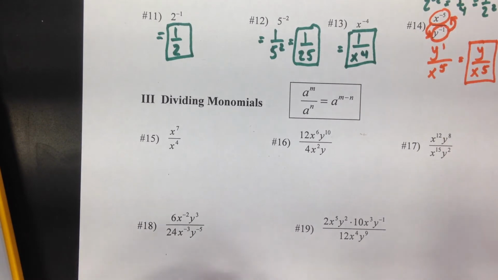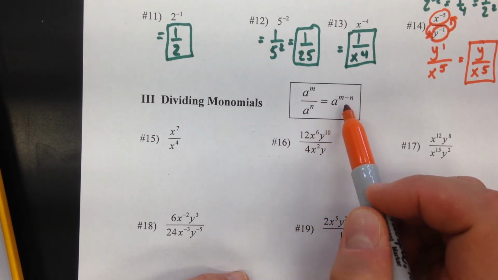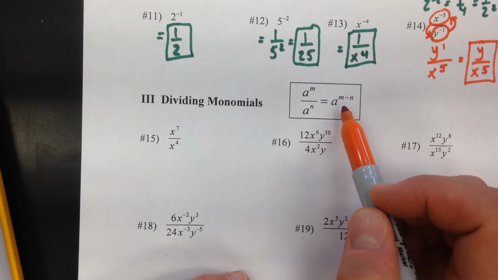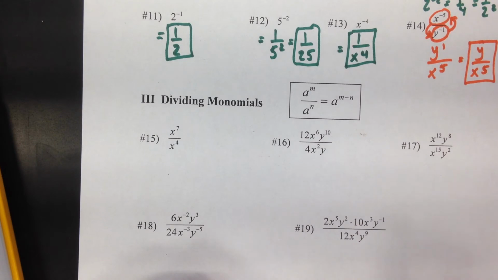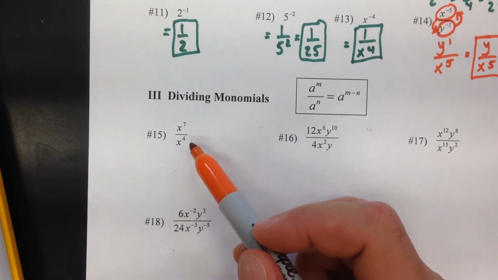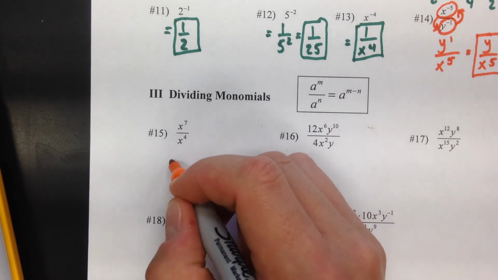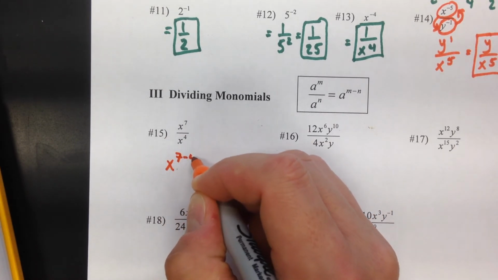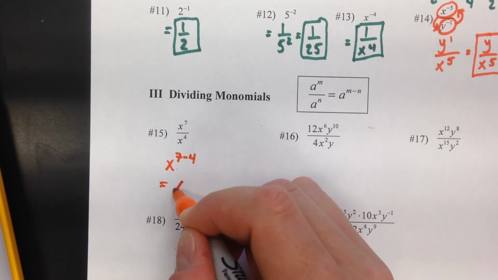Okay, so let's go to dividing monomials. And the rule for this one, when you divide variables, you subtract the exponents. When you multiply, you add the exponents. When you divide, you subtract the exponents. X to the 7th divided by x to the 4th. Here's example number 15. So what we do is we subtract 7 minus 4. We do the top exponent minus the bottom, and what we get is x to the third.